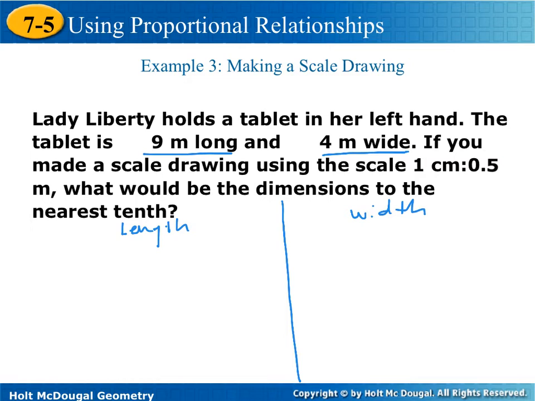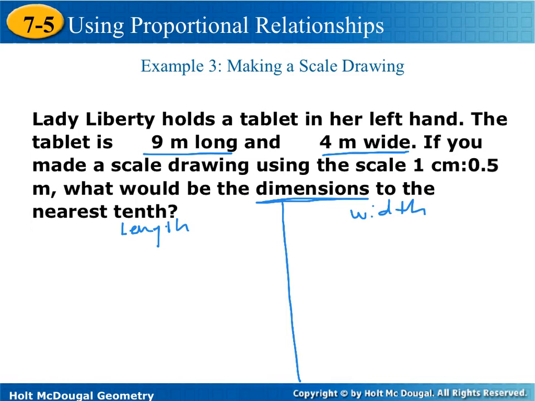Why would you need to find the width when it's asking for the dimensions? So we need to find the length and the width. What's our scale that it gives us? Our first ratio we need to start out with. 9 over 4? L over 9? What's the scale that it gives us?